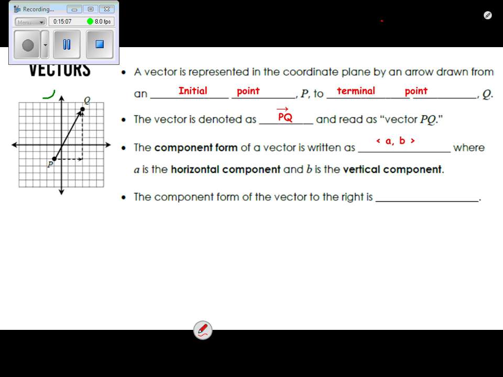So if I look here, the horizontal part here is 1, 2, 3, 4, right? And it's to the right, so it's positive. And my vertical component, I'm going up 1, 2, 3, 4, 5, 6, 7, right? My vertical component is positive because it's going up. So my component form would be 4, 7. So essentially, if you just saw this written and they said this is your vector, this is telling you it goes right 4, up 7. Does that make sense?